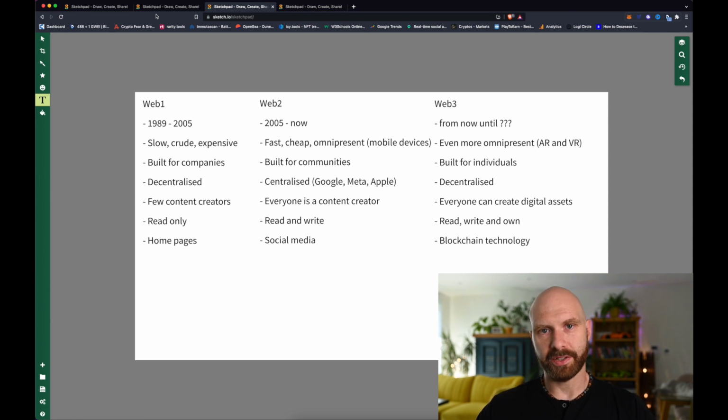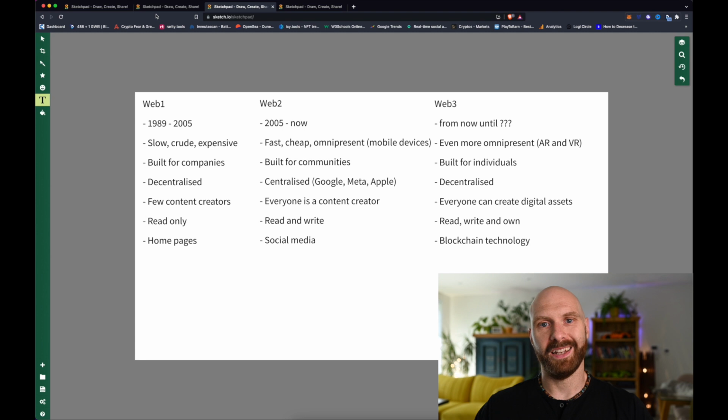So if you look at this comparison here, we have Web 1, Web 2, and Web 3. Web 1, broadly speaking, was the internet from its inception in the late 80s and early 90s, all the way up to around 2005, essentially when social media platforms started gaining more and more traction. So Web 1 was, generally speaking, quite slow, crude, and expensive. You needed a hardwired connection to your device, usually a desktop or laptop computer. Internet connections were slow, quite expensive, often quite unreliable. Therefore, it wasn't very popular.